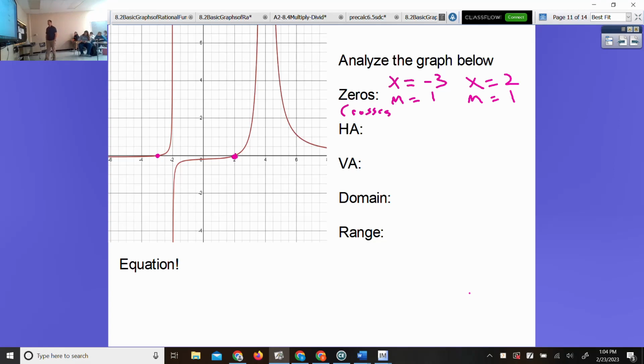Horizontal asymptotes are kind of funny. When you hear the word asymptote, what do you think? You think it's something you can't cross. A horizontal asymptote is kind of contradictory to the word asymptote, but the horizontal asymptote may be crossed.